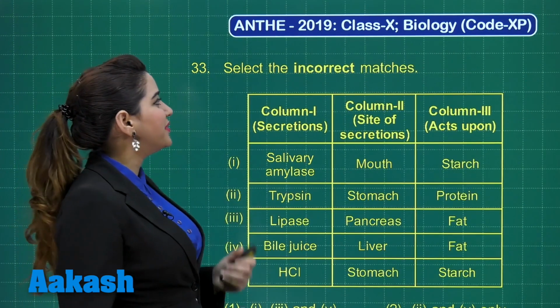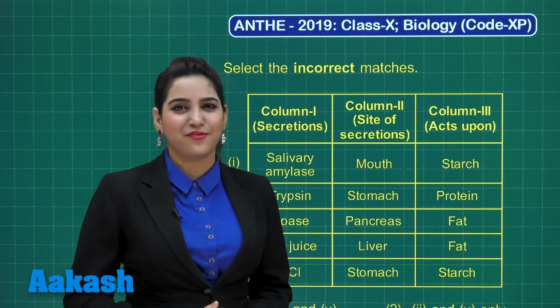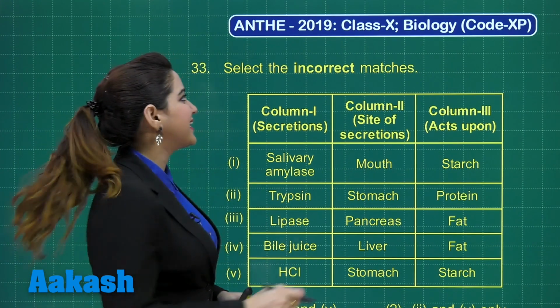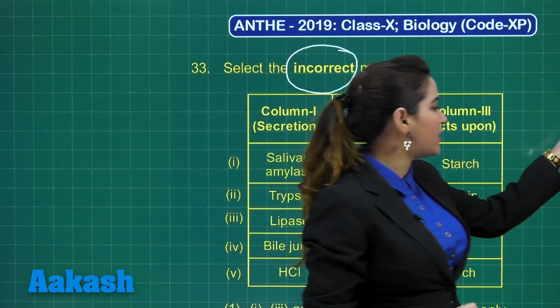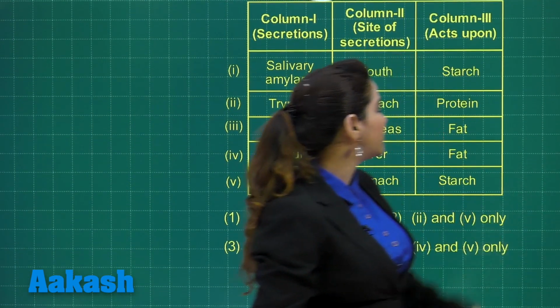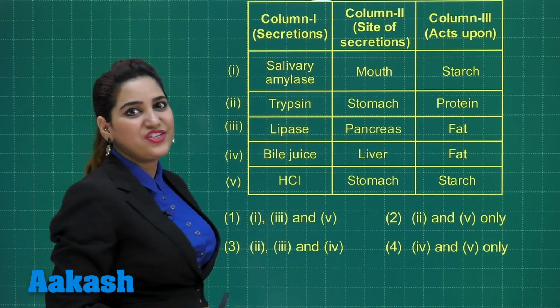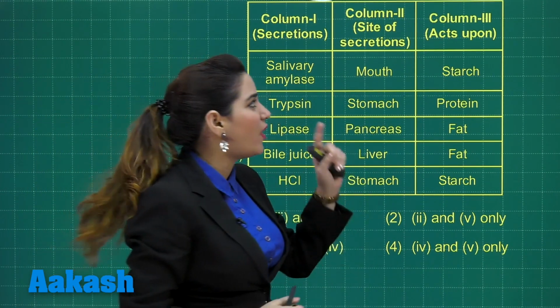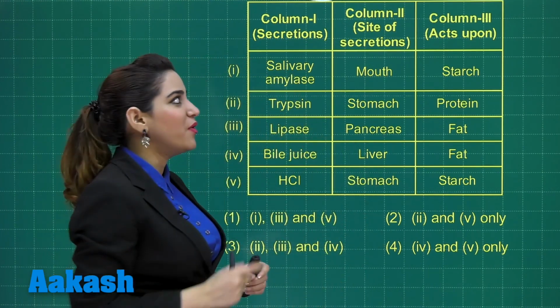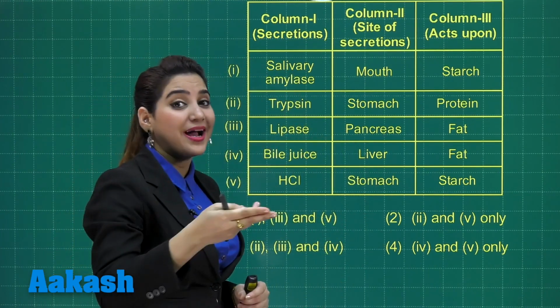Here we have question number 33, which is match the following types. The question is asking us to select the incorrect match. Pay attention. Three columns are given. Column 1, 2 and 3. Column 1 is the column of secretions. Column 2 is the column of site of secretions. And column 3 is the column of where these secretions do act upon.